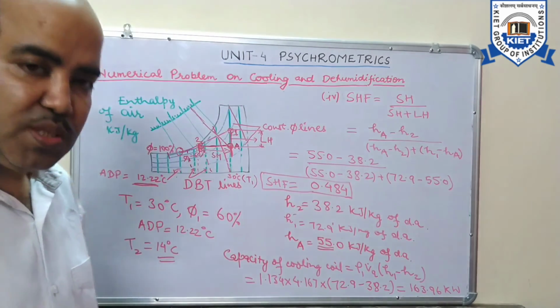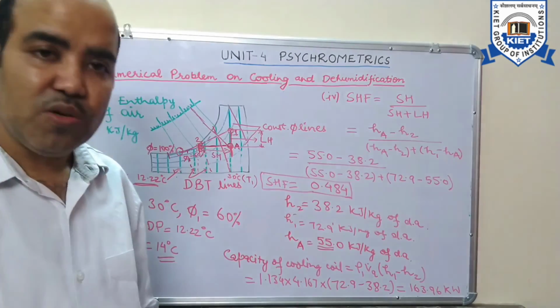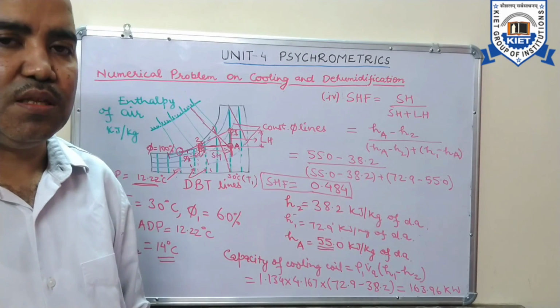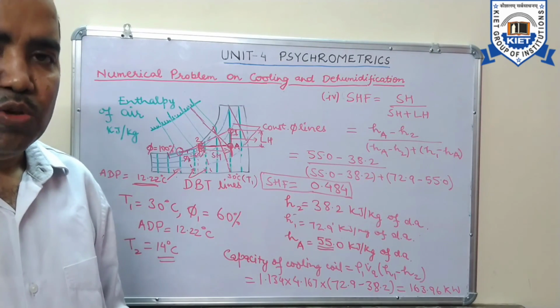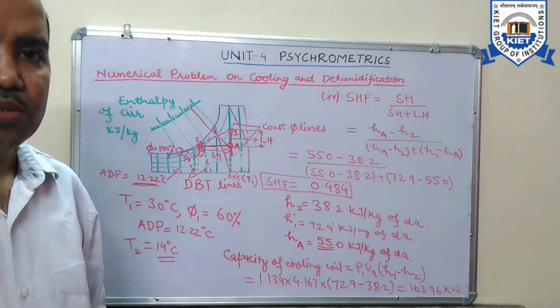This is how we have to calculate the value of sensible heat factor. Now we have found all the 4 parameters that were asked in the numerical problem. I hope the solution of this numerical problem is clear to all of you. Thank you for this lecture.